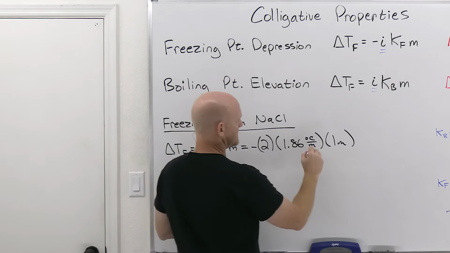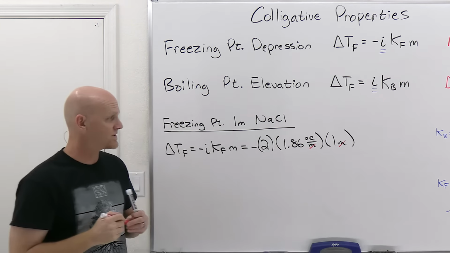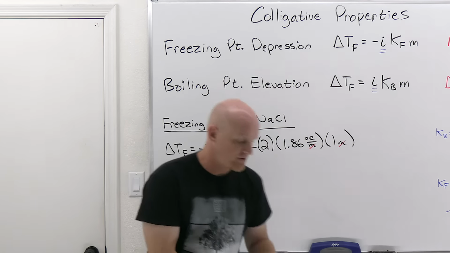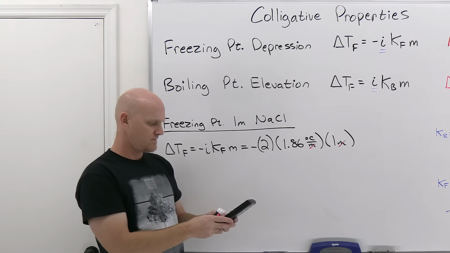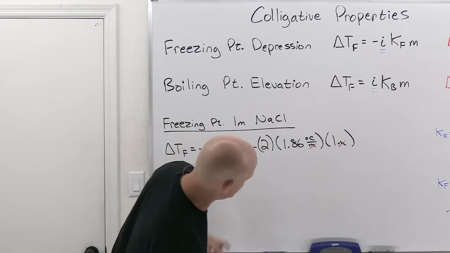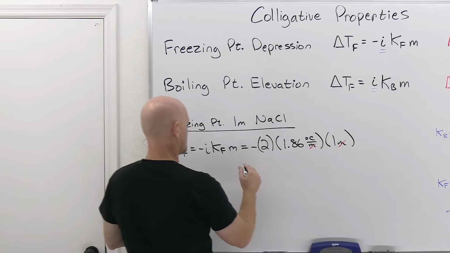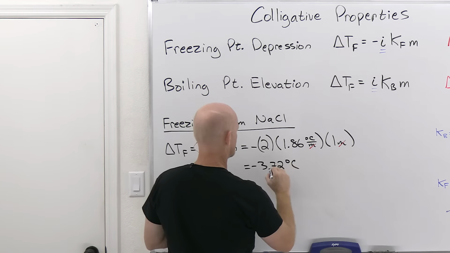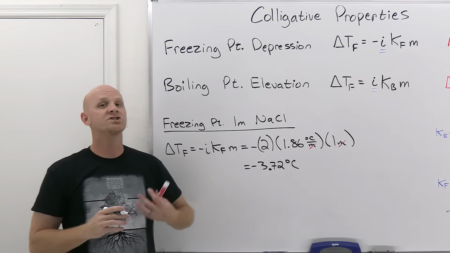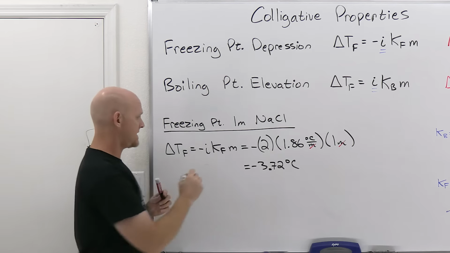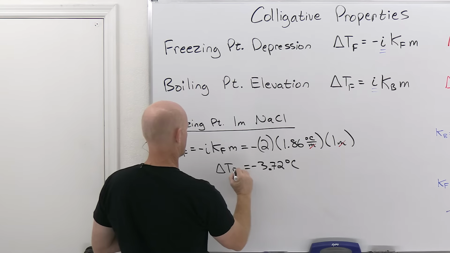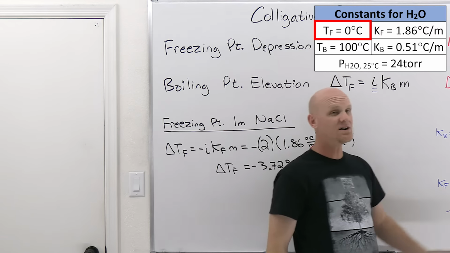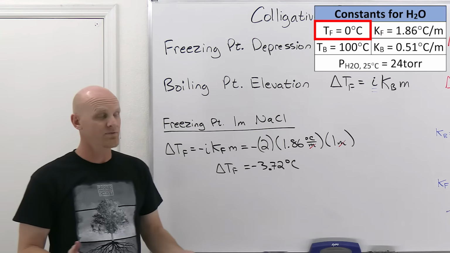Cool, and we'll see that the molals here will cancel, and we're left with an answer in degrees Celsius. And 2 times 1.86, you can do that in your calculator, or in your head if you like. So 3.72, and don't forget that negative sign. And so we're going to get a change in freezing point of negative 3.72 degrees Celsius. If we're calculating the change, then we'd be done. That is the change in the freezing point. Well, because the original freezing point for water is 0 degrees Celsius, it turns out that just also ends up being the freezing point too.